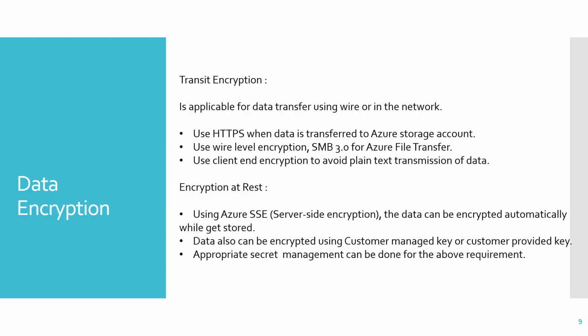Now coming to transit encryption, where it occurs: let's say a consumer is sending some data to a storage account. Definitely the data will flow over the network, and that is where it comes into the picture. There are a few practices available to secure the data while in transit. Use HTTPS when data is transferred to an Azure storage account. Use wire level encryption, which is SMB 3.0 for Azure file transfer, and use client-side encryption, just to avoid plain text data transmission over the wire. So these are the few practices available to secure data at the transit level.